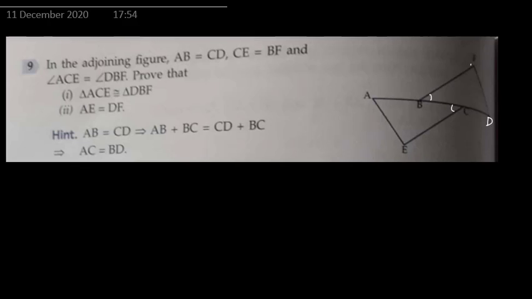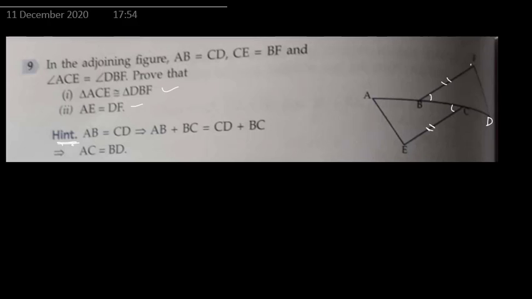We have side CE and BF equal, this side equal. So we have this side, this angle. Now AB and CD are equal. So if I add BC common side to these two sides, I will get AC equal to BD. So again by side angle side, I can prove that these two triangles are congruent. And their corresponding sides, that is AE and DF, we can prove that they are equal. Okay. So you can see in the hint also they have given the same thing.